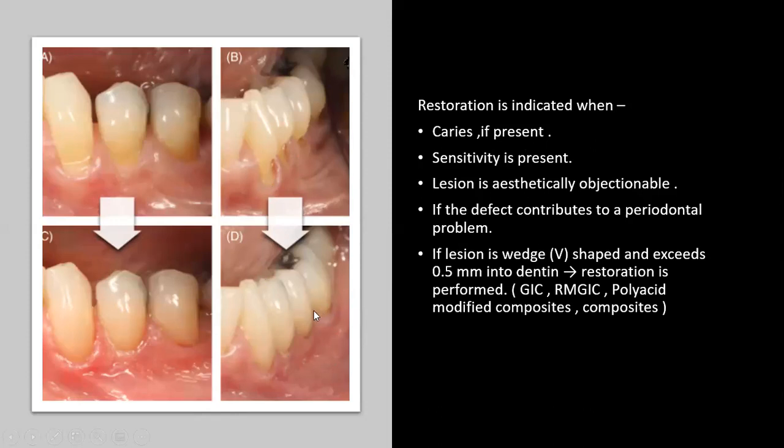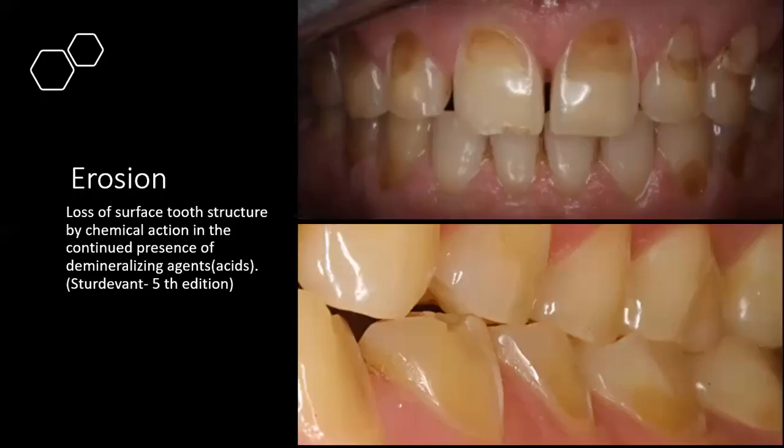If the lesion is like a wedge, V-shaped, and the lesion exceeds 0.5 mm into the dentin, then the restoration has to be performed. The common restorative materials used for restoring abrasion lesions are glass ionomer cement, resin modified glass ionomer cement, polyacid modified composites, and composites.